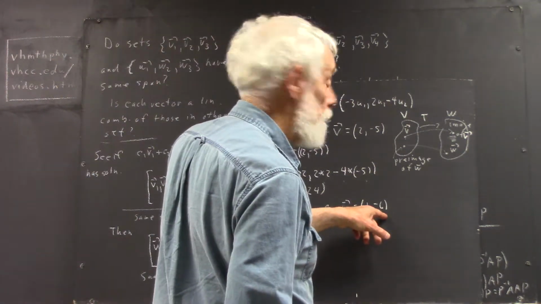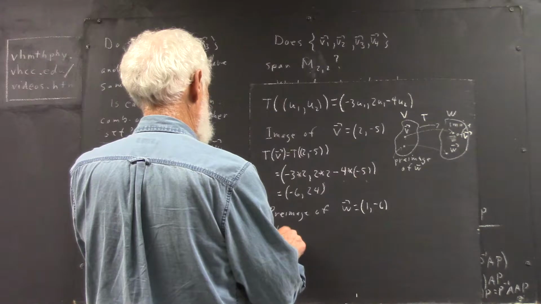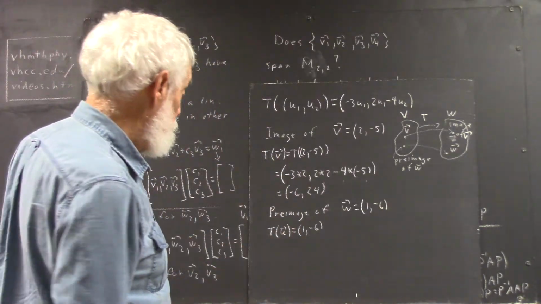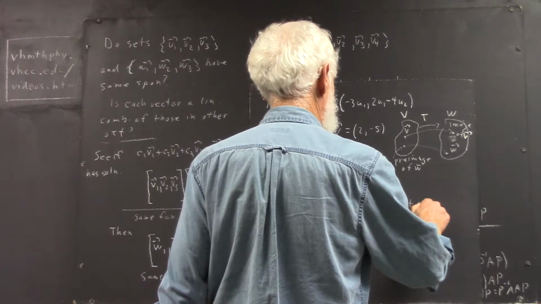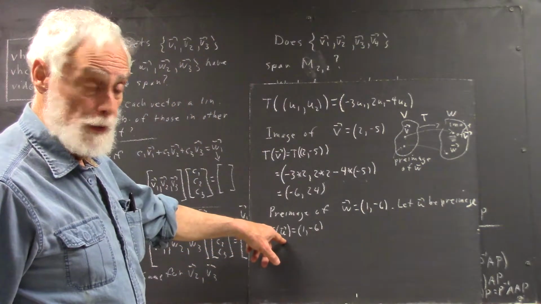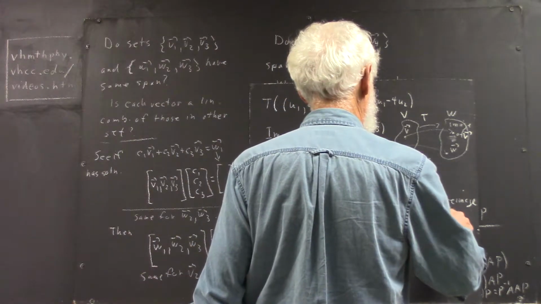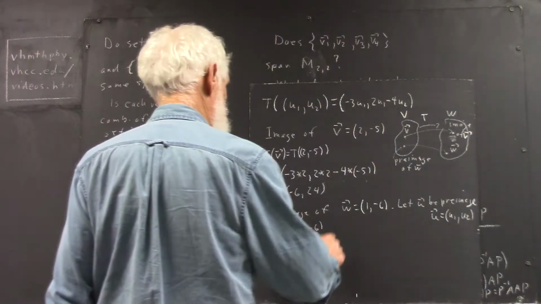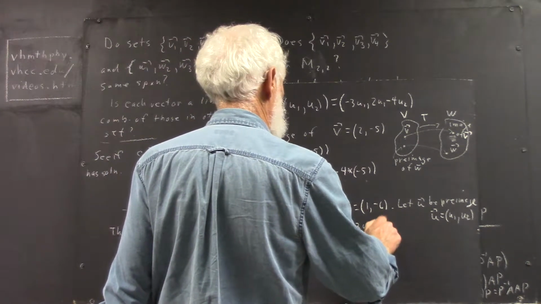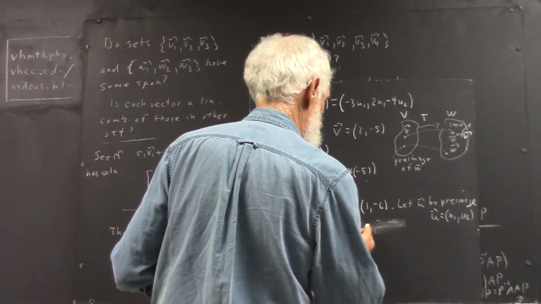What's the preimage of W equals (1, -6)? Well, let's let U be the preimage. Then the transformation acting on U would be (1, -6). Let's assume that U equals (U1, U2). So (-3 U1, 2 U1 minus 4 U2). I'm not leaving myself enough room, so I'll obliterate that.